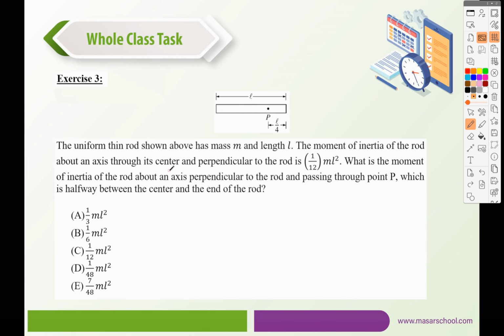Now, the uniform thin rod shown above has a mass m and length L. The moment of inertia of the rod about an axis through its center and perpendicular to the rod is 1 over 12 ml square. So if the axis of rotation passes here, the moment of inertia of the rod would be 1 over 12 ml square. Now, what is the moment of inertia of the rod about an axis perpendicular to the rod and passing through the point P? So we have shifted the axis of rotation from the center to a point P, which is a certain distance away from the center of mass.